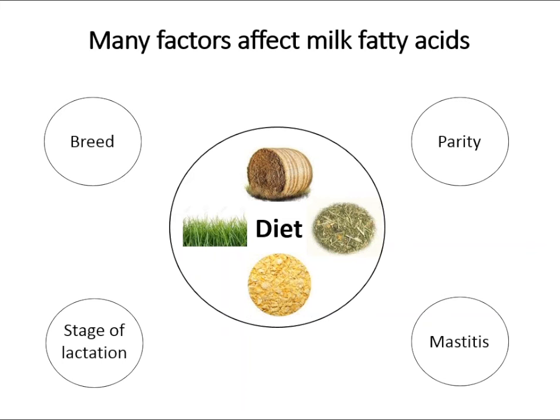But all of these factors are kind of just minor factors in comparison to diet. That's the number one thing that you can do to change the milk fatty acid profile. About 60% of the fatty acids that you find in milk come directly from that dairy cow's diet. So if we want to improve milk fatty acids, that's what we're going to look to do, and that's actually one of the more easy things that you can do on farm.